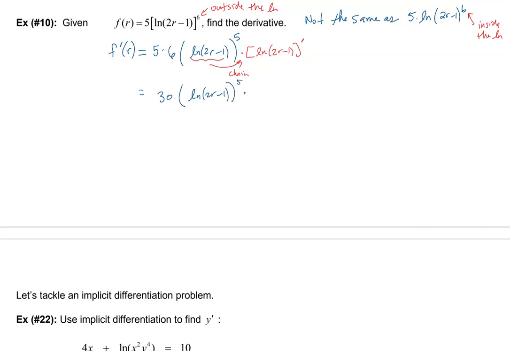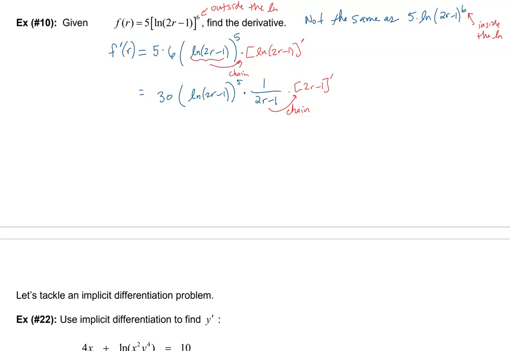And then when we take the derivative of log of 2r minus 1, first thing we have to do is 1 over the 2r minus 1. And then because that's not just an r, it's a 2r minus 1, we're going to do another chain rule and take the derivative of the 2r minus 1. And again, if you want to just go right to derivatives there, that's fine.